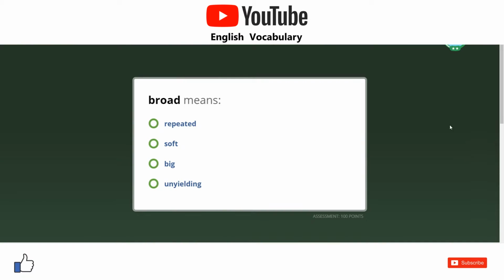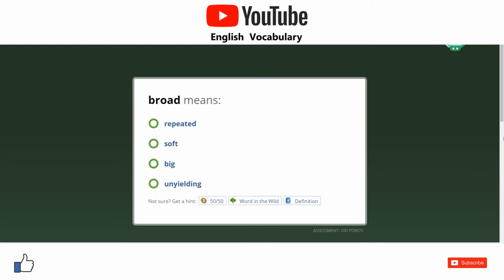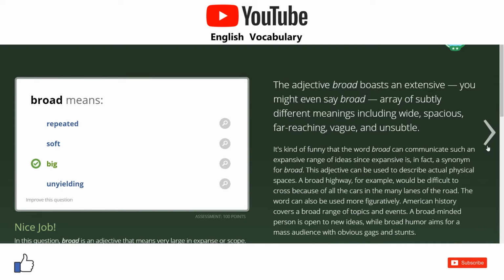Question 10. Which of the following words is closest in meaning to the adjective, broad? A. Repeated. B. Soft. C. Big. Nice job. In this question, broad is an adjective that means very large in expanse or scope.